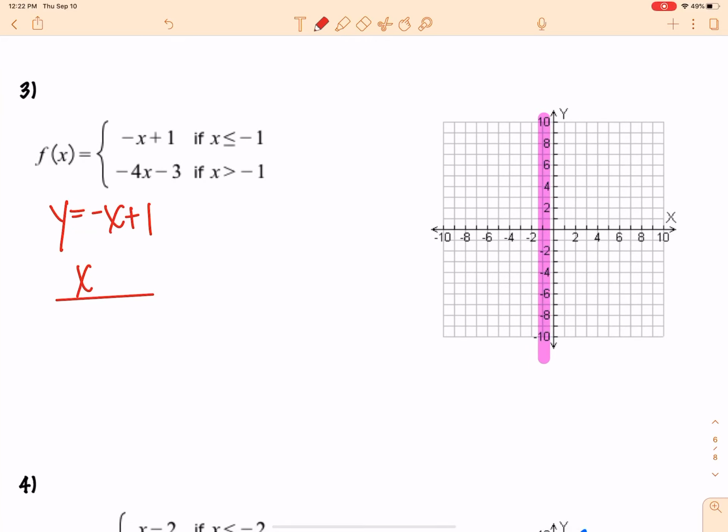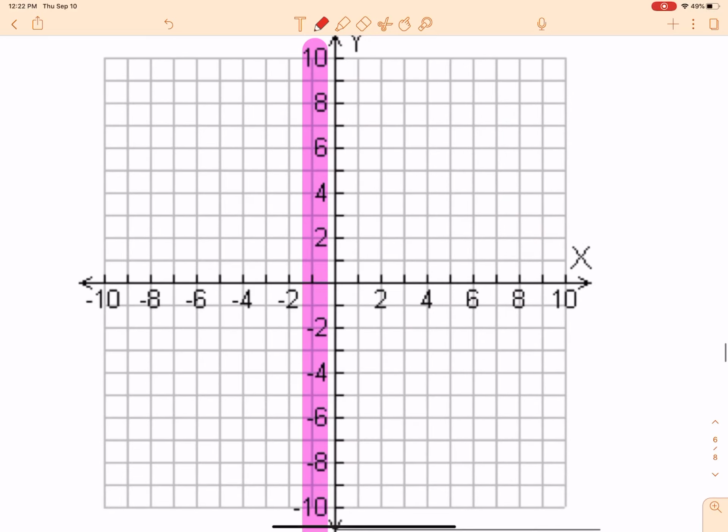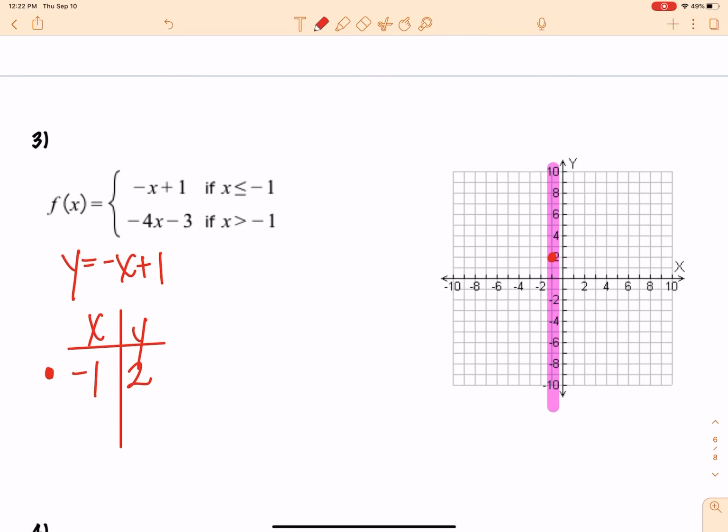We're going to do our x and y chart. We're going to use negative 1 because it's our boundary line. I know this is a closed circle because of the sign. You put this into your equation. So if I plug in negative 1 into my equation, I would get 2. So negative 1, comma 2, solid circle is here.